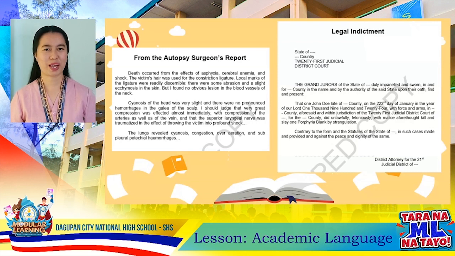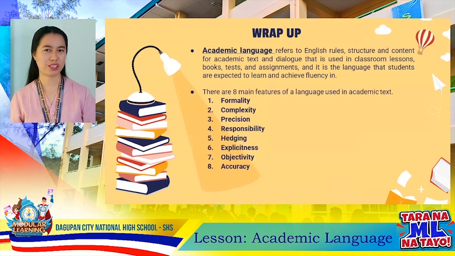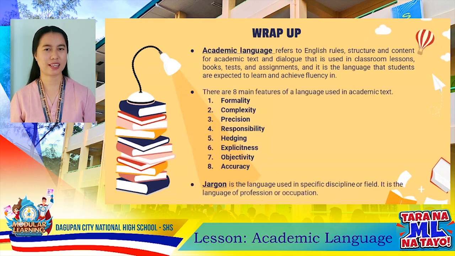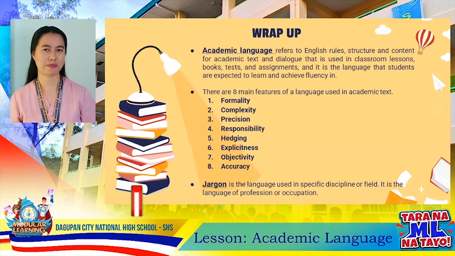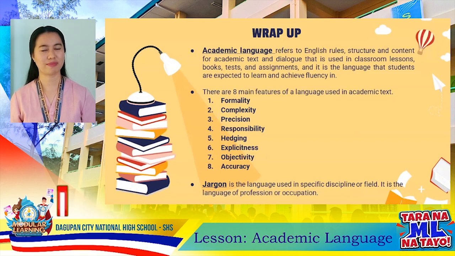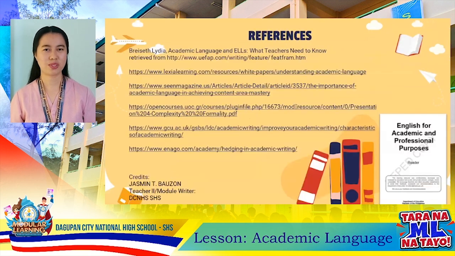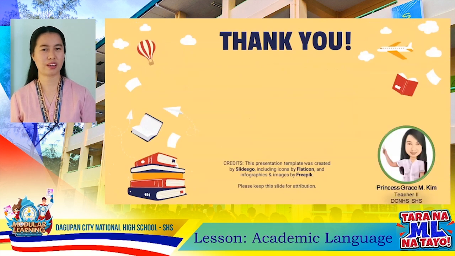We are about to end this lesson. Again, academic language refers to English rules, structure, and content for academic text and dialogue that is used in classroom lessons, books, tests, and assignments, and it is the language that students are expected to learn and achieve fluency in. Remember the 8 features of academic language. Likewise, don't forget the definition of jargons. For your assignment, research and write in the comment section other jargons you know.